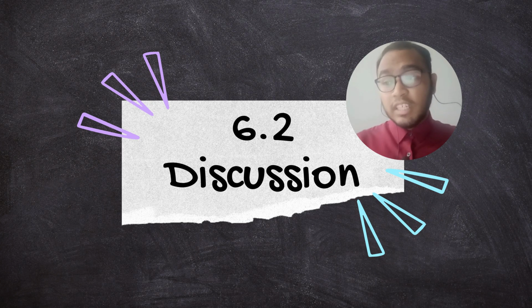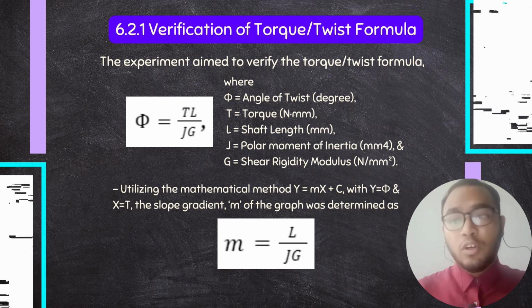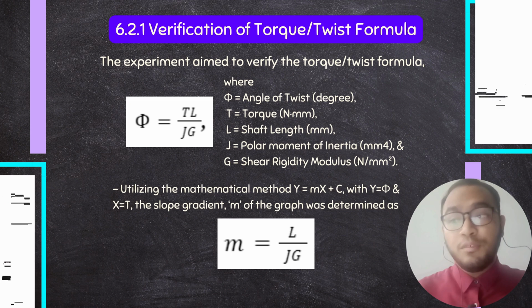Part 6.2, discussion. We will be discussing the following items. Firstly, to what extent does the experiment verify the torque or twist formula based on the graph plotted?